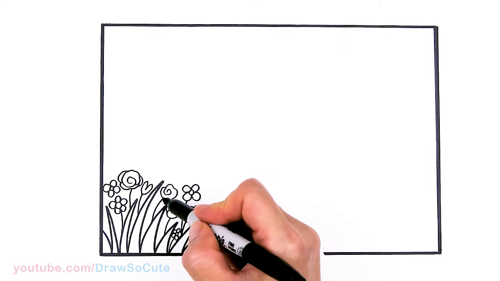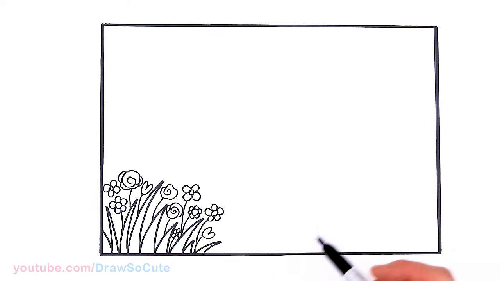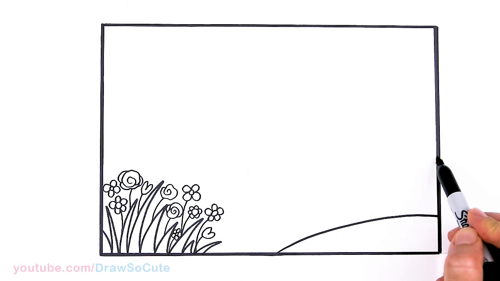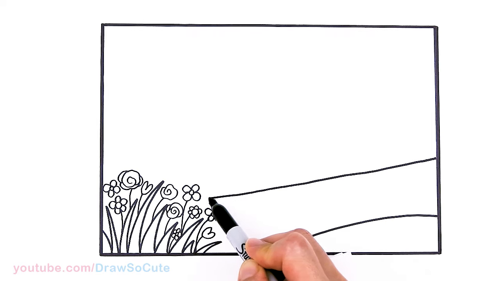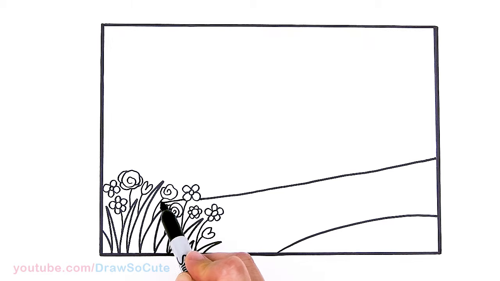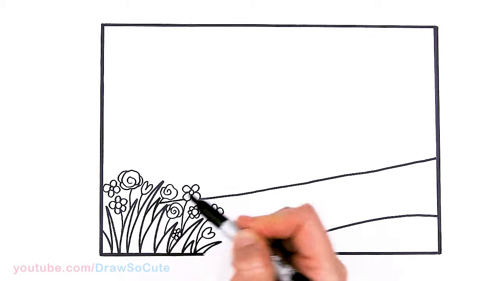Okay, so now that I've kind of filled in this space right here, I'm going to start with the different levels of our landscape. So let's start right here in this corner, and I'm just going to draw a big curve right here. So we're just going to go deeper and deeper into the background, and maybe one that starts about right here. We're going to break up the space. It slopes down, comes into our flowers. So that's why sometimes you just block it and then you don't have to draw too much.